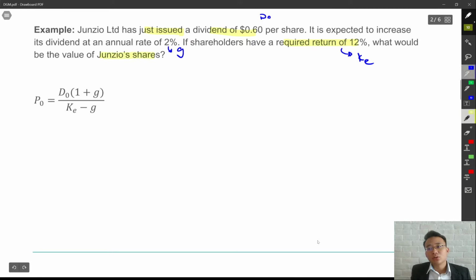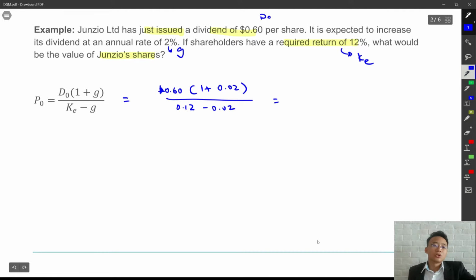We can now solve this. So D0 is 60 cents. You just put in the g, which is 2%, right? We found it earlier. And Ke is 12%. Minus g, here you got it. Give me a second to hammer it out on my calculator. And you will get for yourself the share being worth $6.12. So this is the simplest execution of the dividend growth model.